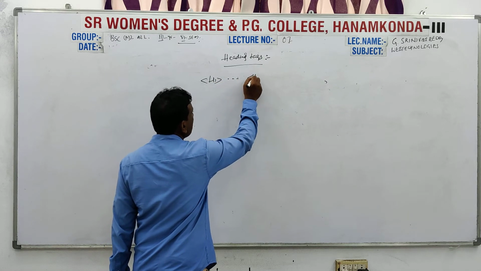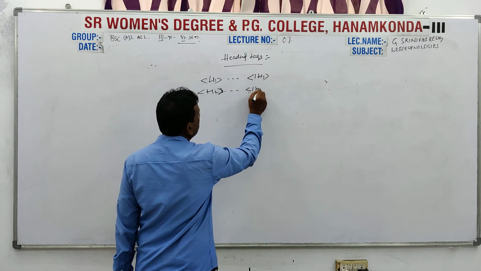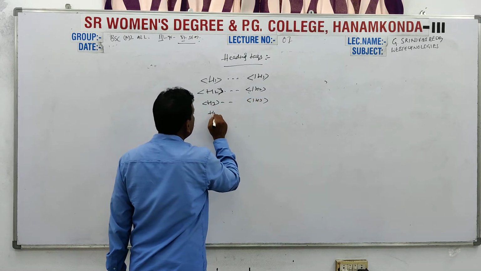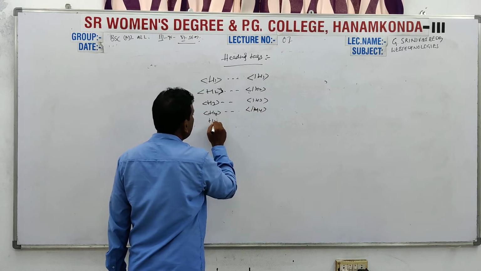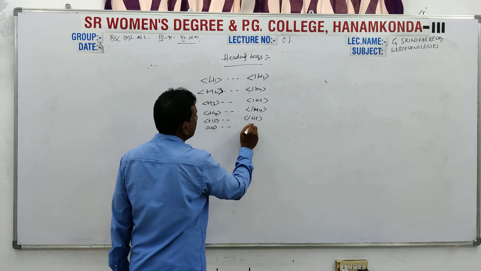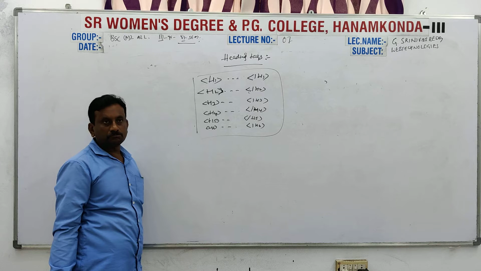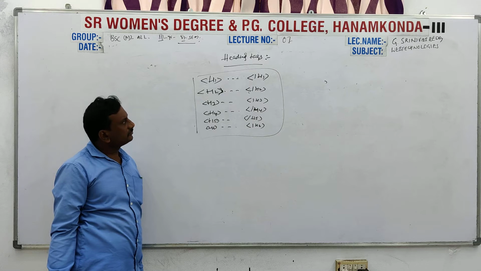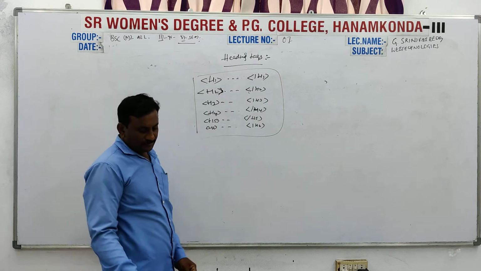H1 and the corresponding closing tag H1. Similarly H2 and the corresponding H2. H3, H3. H4, H4. H5, H5. H6, H6. These are the tags: H1, H2, H3, H4, H5, H6. Clear enough? Corresponding closing tags are there.